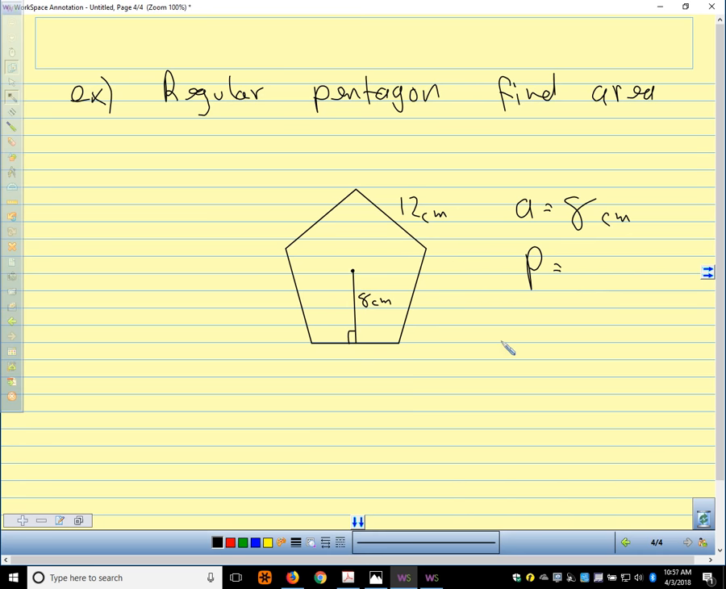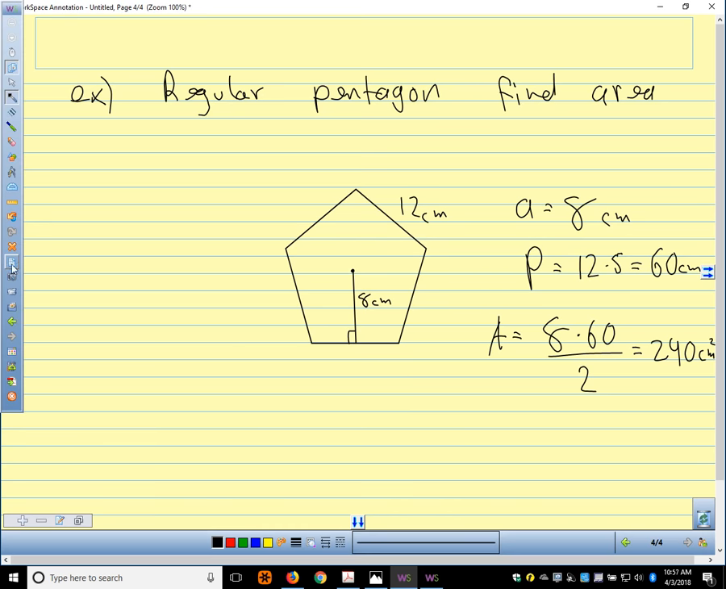The perimeter, find the perimeter. What am I going to do to find the perimeter here? 12 times 5, which is 60. So my area is the apothem times the perimeter divided by 2. 8 divided by 2 is 4, times 60 is 240 square centimeters. So that's a nice kind of problem because they give us all the information we need. All right, questions there?